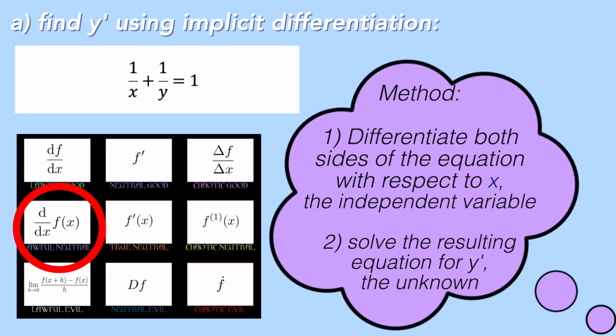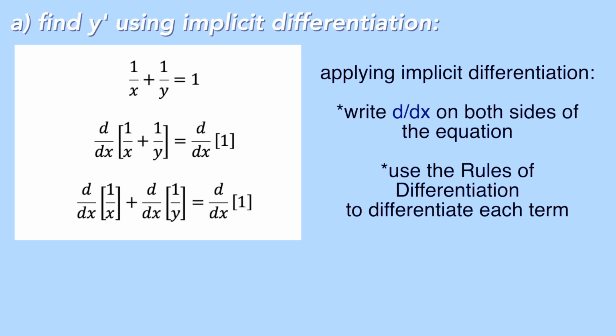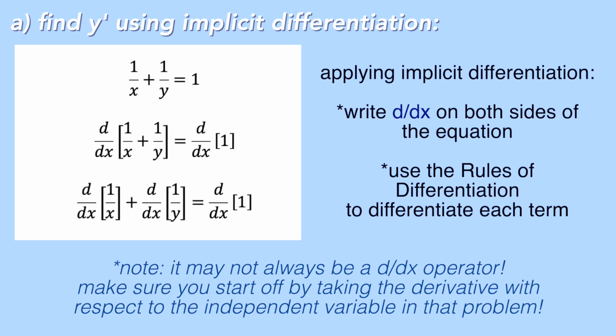So we'll start off by applying the d by dx operator to both sides. Since we are differentiating implicitly, it's essential to apply the d by dx operator to both sides of the equation. And recall, that just means what variable you are taking the derivative with respect to. So in this problem, we are taking the derivative with respect to x.